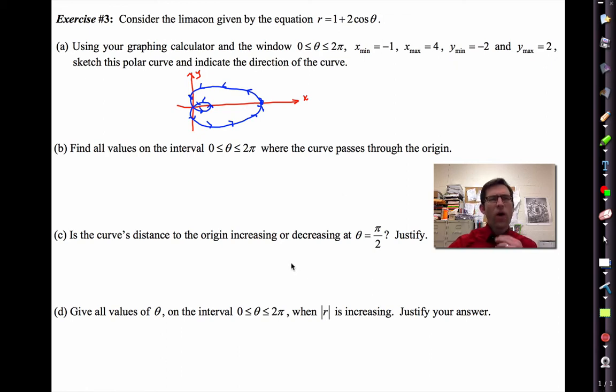Letter B, find all values on the interval 0 to 2 pi where the curve passes through the origin. That's a neat question. Pause the video now and think about how you can find the angles where the curve passes through the origin.